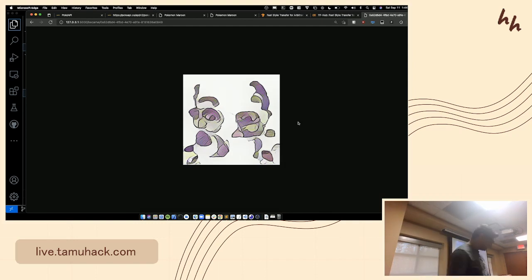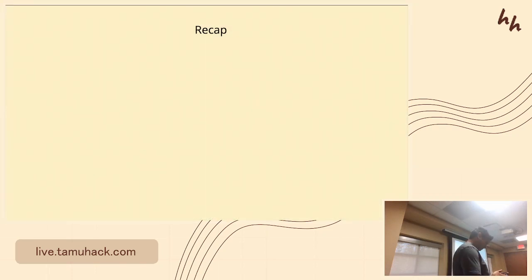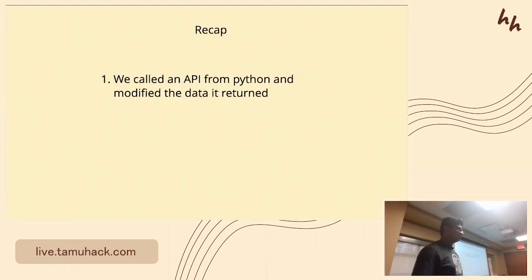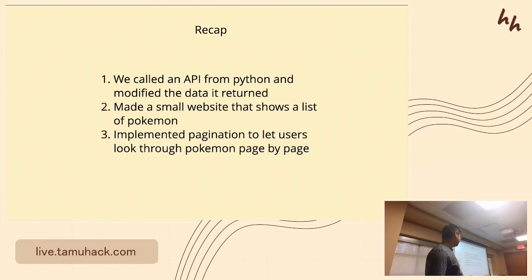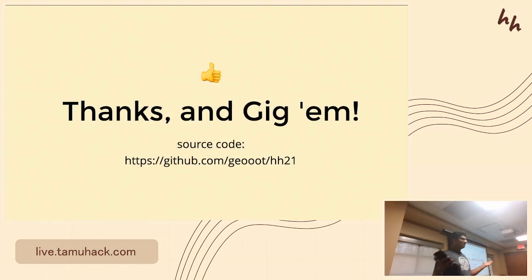All right. Well, just to recap, because I think we're at time, we called an API from Python and modified the data it returned. It's all dictionaries, just use keys and arrays. It's all good. We made a small website that shows a list of Pokemon, and we implemented pagination to let users actually see more than 20 Pokemon at a time. And actually, there's a 4, which is obviously this machine learning thing. But yeah, that's all I have. Thanks for coming.